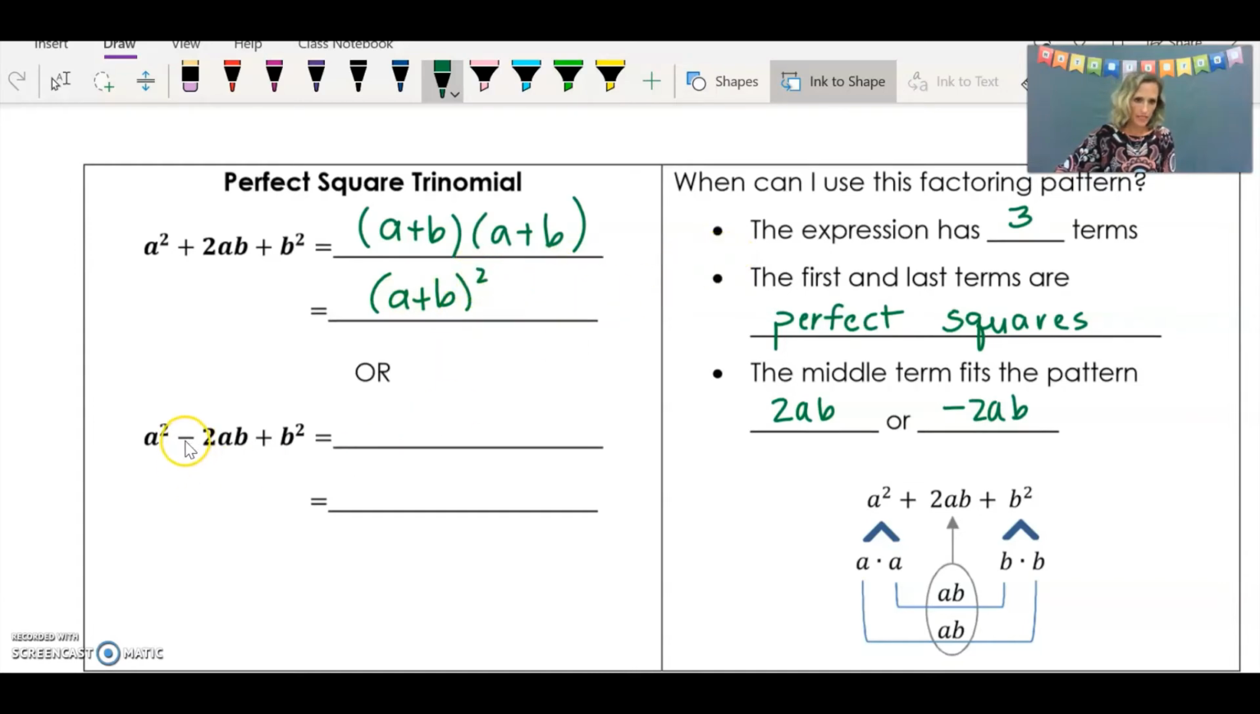Now, if this is negative, then that means that both of these factors in here would have to be negative instead of positive, and so both of your signs will be negative inside your parentheses.